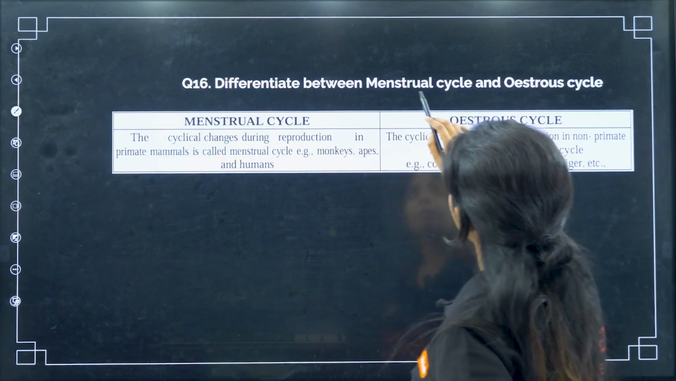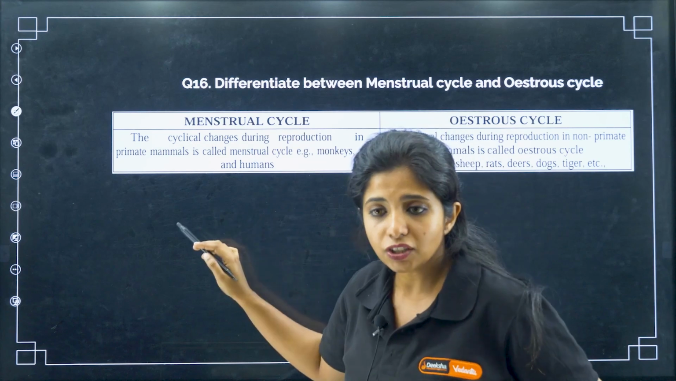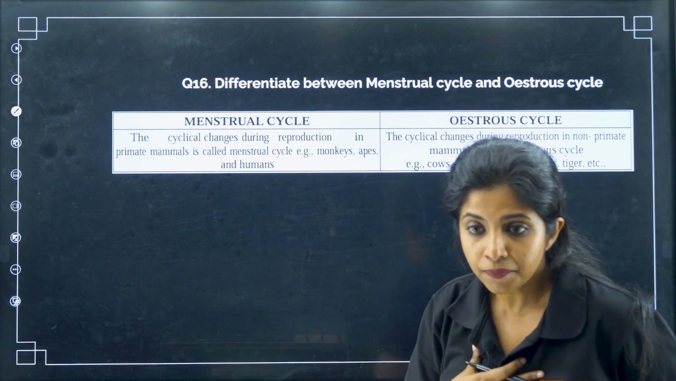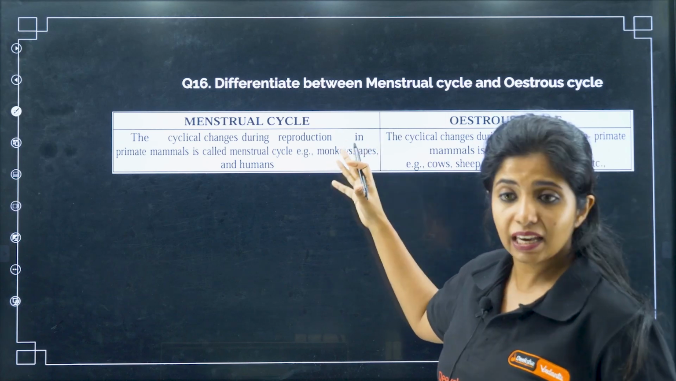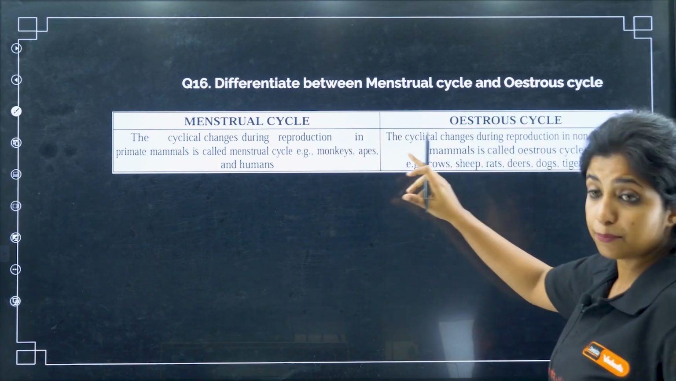Okay. Now differentiate between menstrual cycle and estrous cycle. The cyclic changes that occur in primates, my dear children, okay, such as mammals, that is known as the menstrual cycle. Monkeys, apes are examples of this.